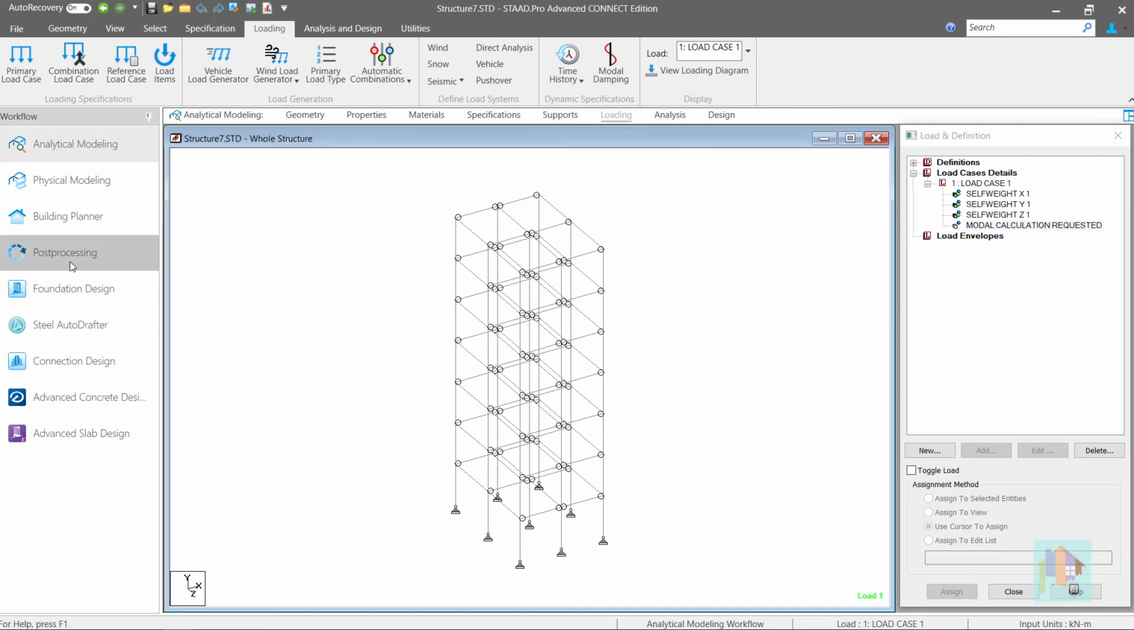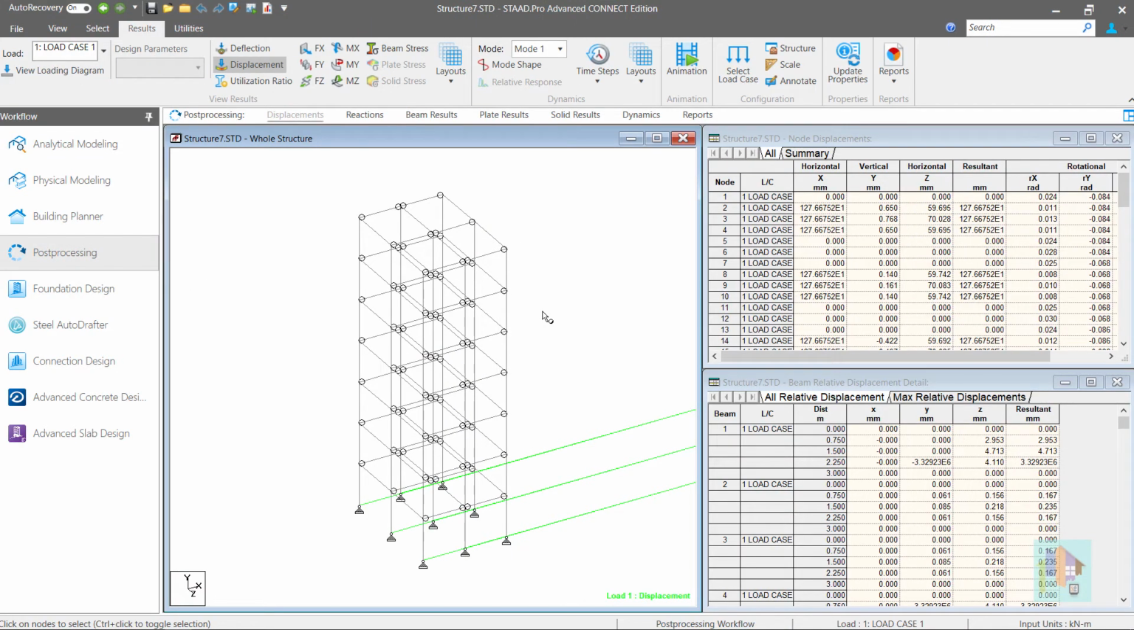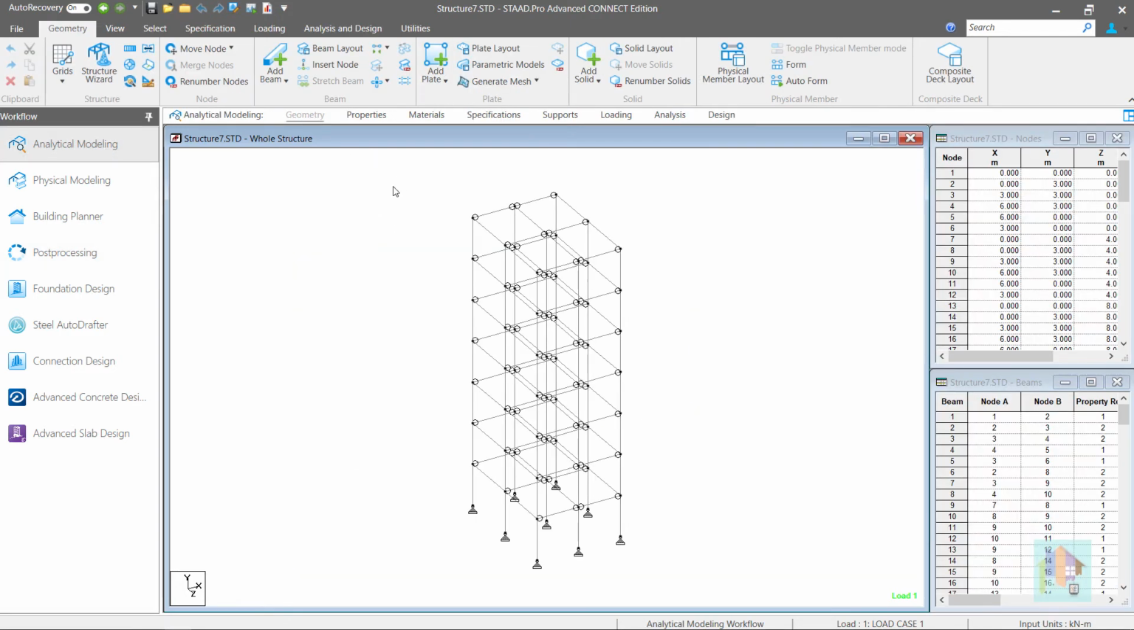Check the displacement diagram. Whole structure is out of screen. Displacement in x direction and rotation about z-axis is huge. The structure is unstable and must be rectified.